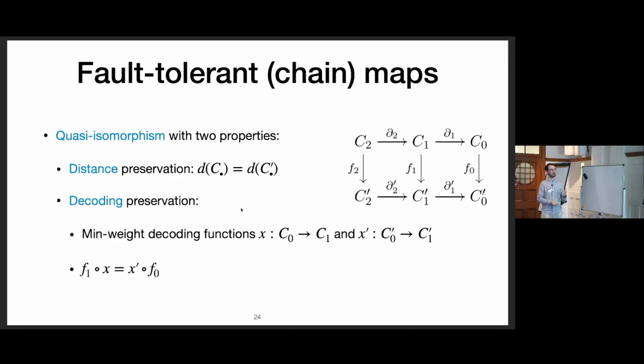So if we have these conditions, then we know that when I map from one chain complex to the other, from the QEC perspective, not much has really changed. Because the number of logical qubits is the same, the distance is the same, and I can also decode it still. Okay.